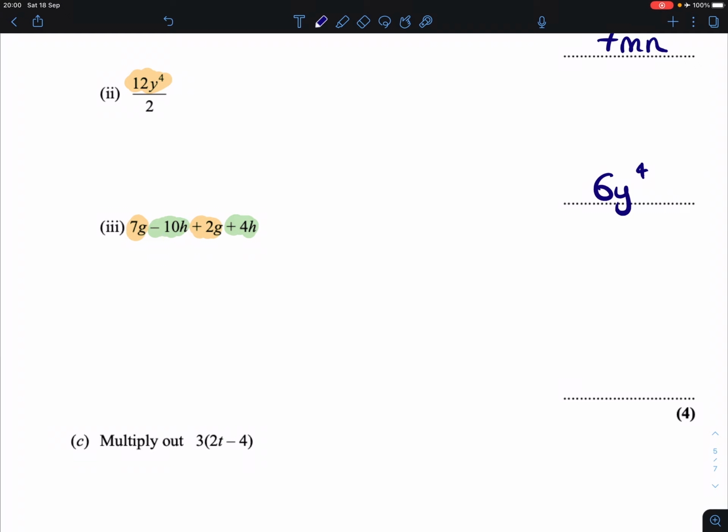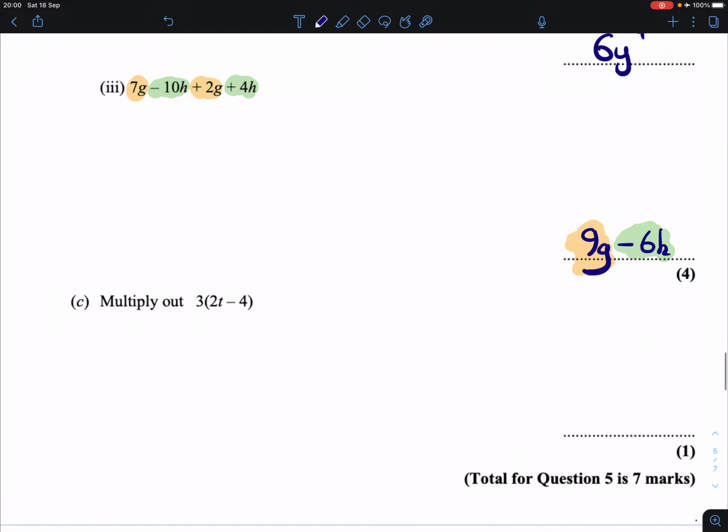So 7g plus 2g will give us 9g, our term in terms of g. And then for the h's, we have minus 10 plus 4, which will give us minus 6h. So it's very important when you're collecting like terms that you notice I've highlighted the sign that comes before the number. That negative belongs to the 10, that plus belongs to the 4h, for example.